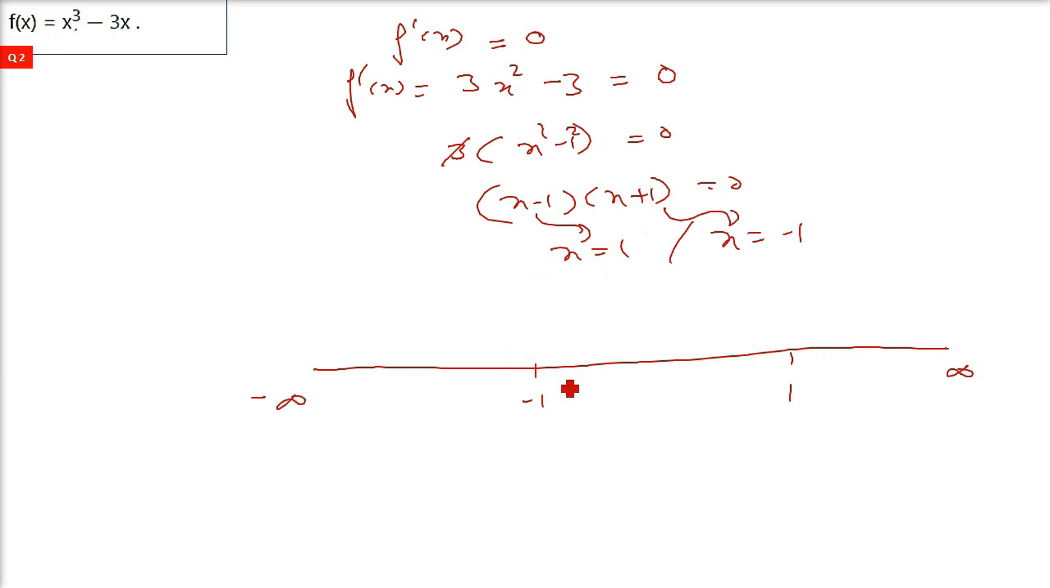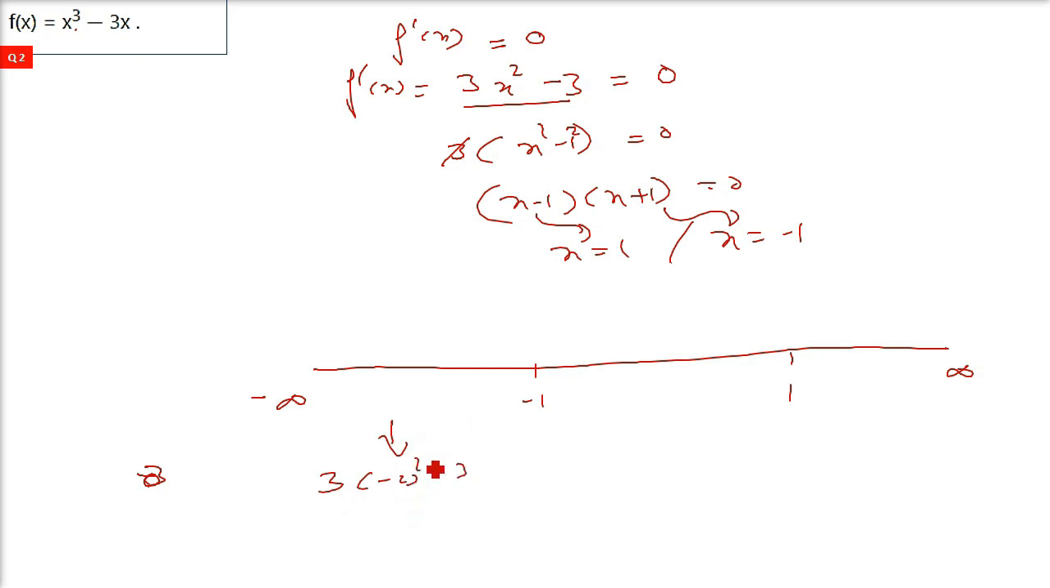Now this negative 1 and 1, what are the left and right values for f dash x? There are 3 intervals here. So the minima and maxima will be at negative 1 and 1. And what will be the value of the minima and maxima? That minus 1 and 1 has to be placed in the original equation, x cube minus 3x. But let us solve this one first. I am placing any value which is lower than negative 1. So let us take negative 2.